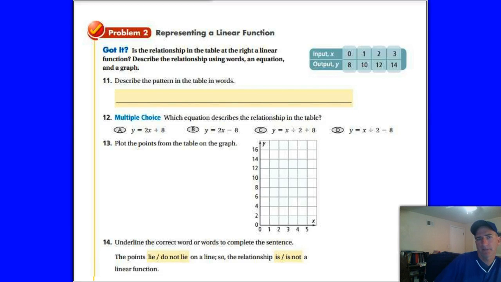Let's try to finish this up. I want to get this page and maybe look at the next page. We should have time to do that. So let's roll right through here. Let's talk about linear functions here.